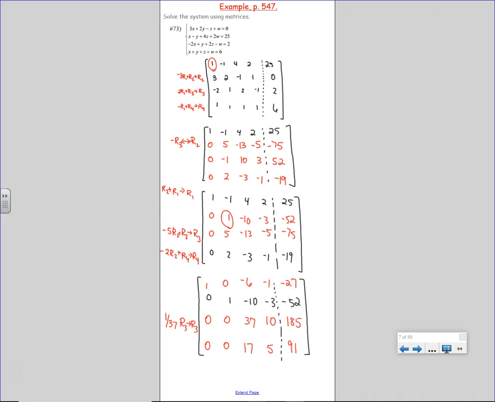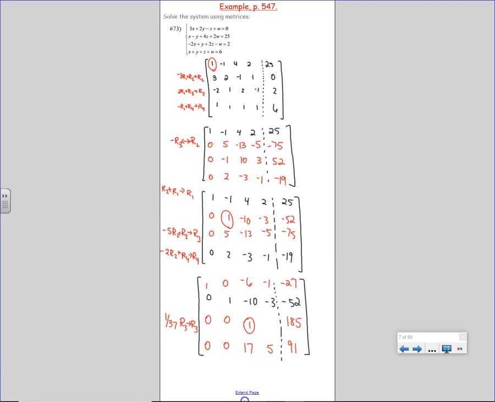What's 1 over 37 times 0? 0. 0. 37 over 37? 1. Careful. This is a very dangerous thing to do since we're all doing it together. You guys are double checking me. I'm going for it. 10 over 37 does not reduce.